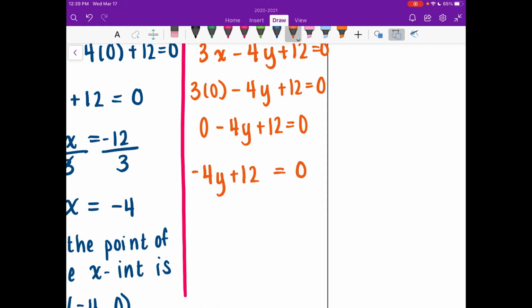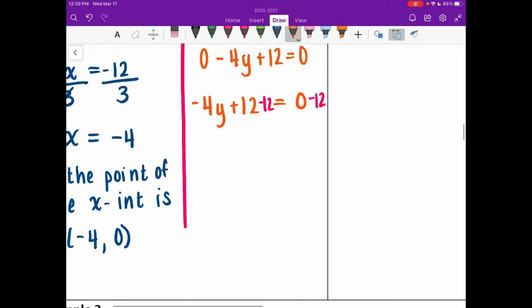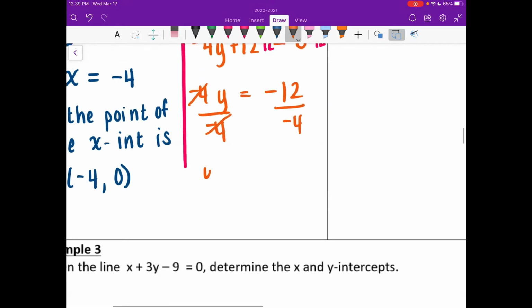In order to get that 4y by itself, I'm just going to subtract 12 on both sides. Right? So I'm left with negative 4y equals 0 minus 12, which is just minus 12, divided by negative 4 to get rid of that negative 4. Negative 12 divided by negative 4 is going to be positive 3. And that's going to be my answer.